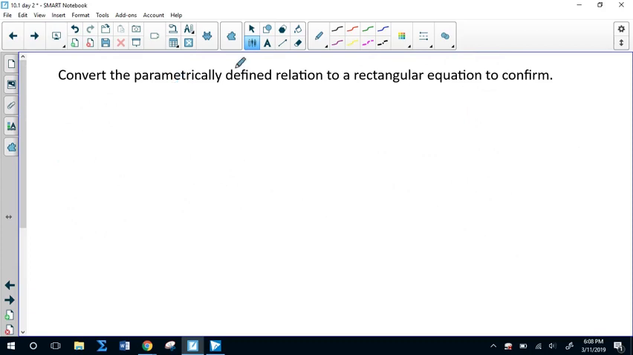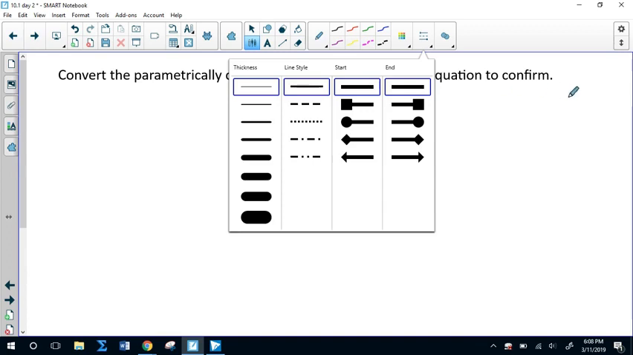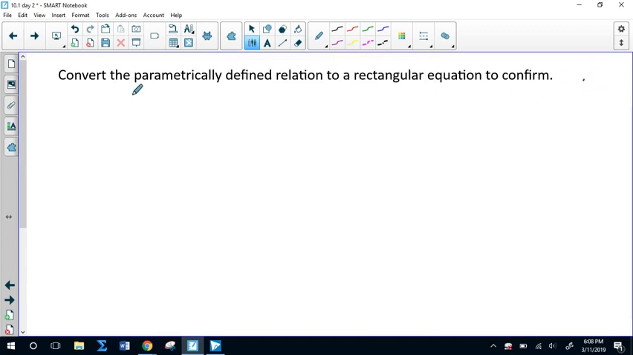So this question says that you're supposed to convert the parametric equations from the previous slide into a rectangular equation. So that's something from last year. Hopefully you'll be able to figure that part out, but then you want to confirm it. So we actually want to find the first and the second derivative once we rewrite it. So I'm going to start by taking x equals the square root of t, and I'm going to square both sides to get t alone.